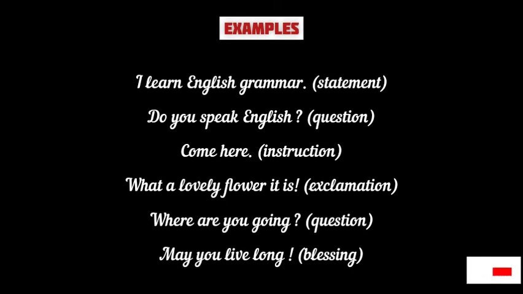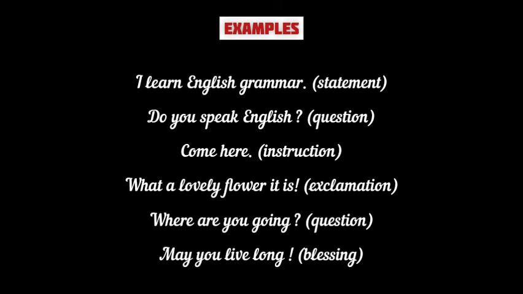Come here is a sentence consisting of just 2 words. It expresses an instruction. The subject of this sentence is the second person pronoun you, which is understood. So it starts with the finite verb come. Such a sentence is known as an imperative sentence. The next example, what a lovely flower it is, a sentence of exclamation. The subject of this sentence is the pronoun it and the verb is.